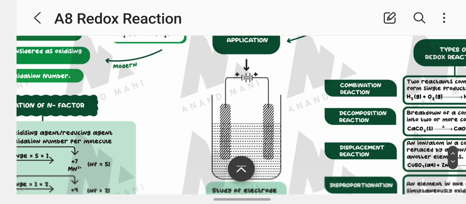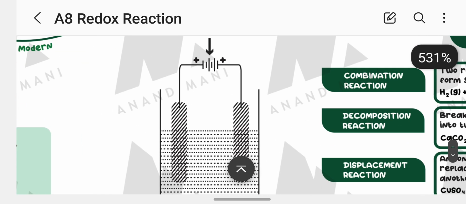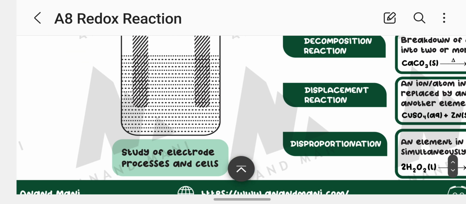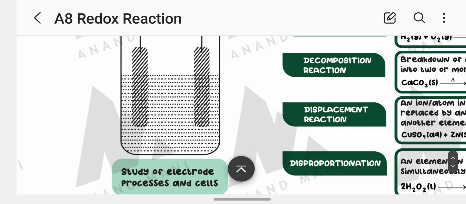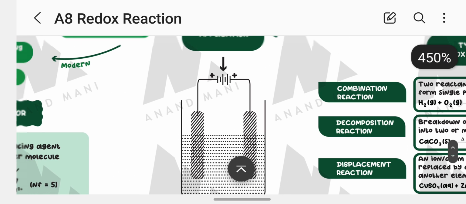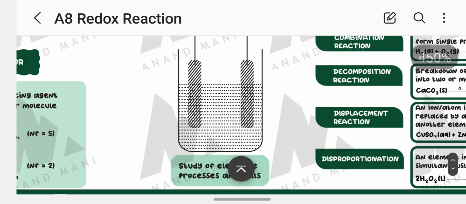Then we have the applications of redox reactions. The one we discussed is the galvanic cell, and the study of electrolysis, electrode processes and cells. Here we have two electrodes, let's say anode and cathode, the negatively and positively charged electrodes. So their study is the basic application of redox reactions in here.